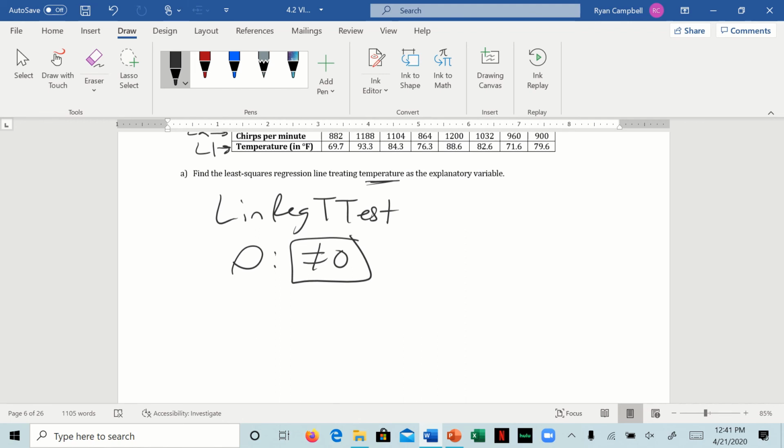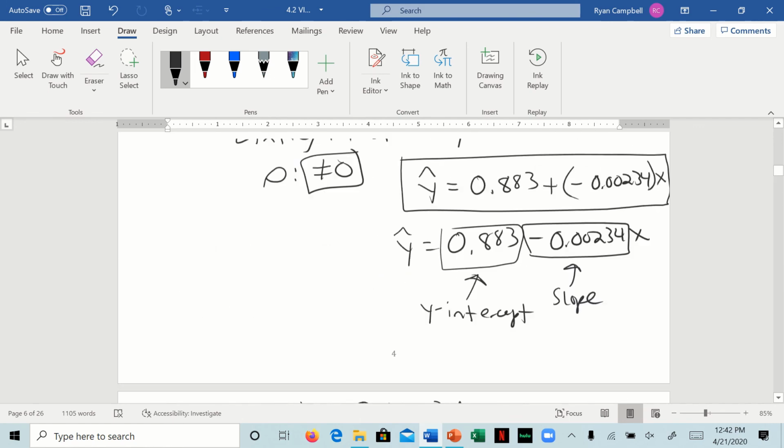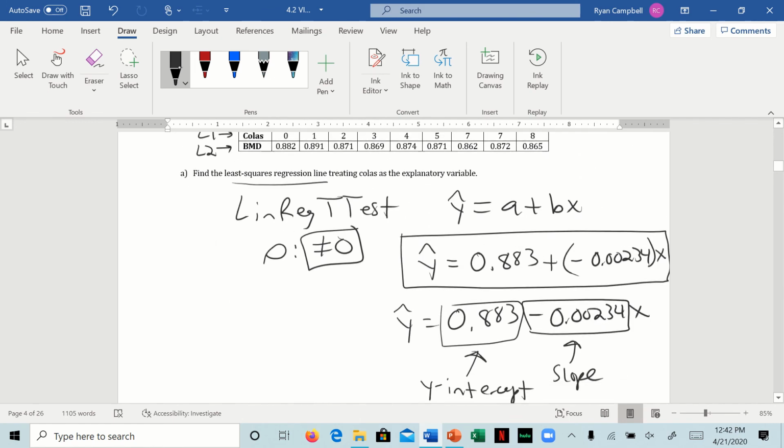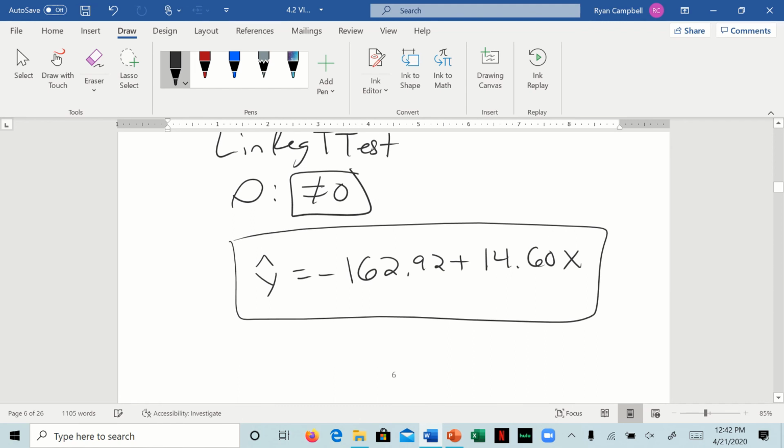So the whole thing. So it's y hat equals negative 162.92 plus 14.60x. And if you have more decimals than I do, that's totally okay. You basically, if it asks you to put a number, do that one. And if not, you can put however many you need. But definitely make sure that you have at least something, right? So over here in that first example, don't just put 0x, put some value, right? 0.002 at the very least. All right, so there is our least squares regression line.